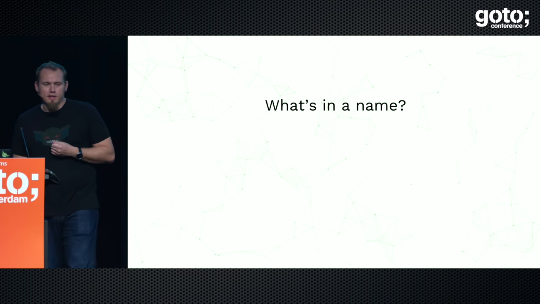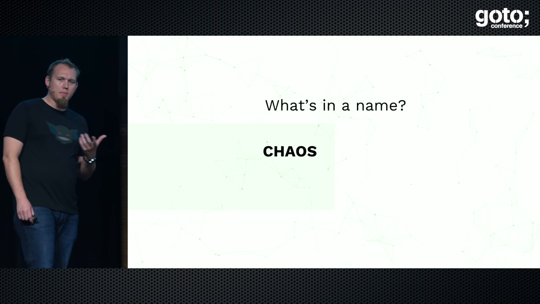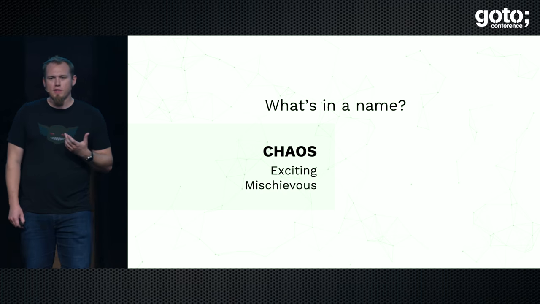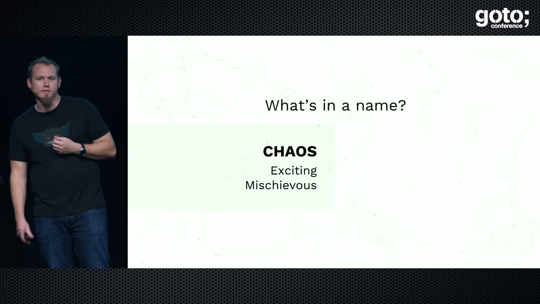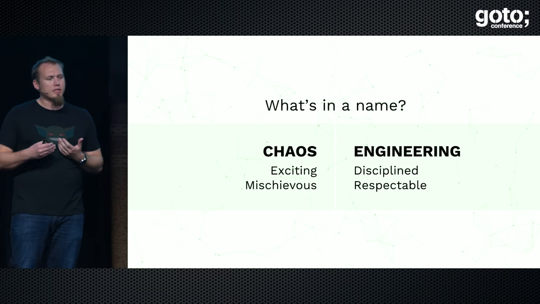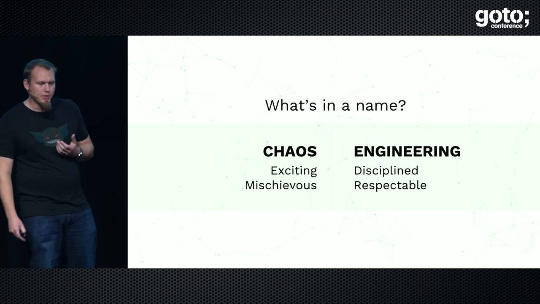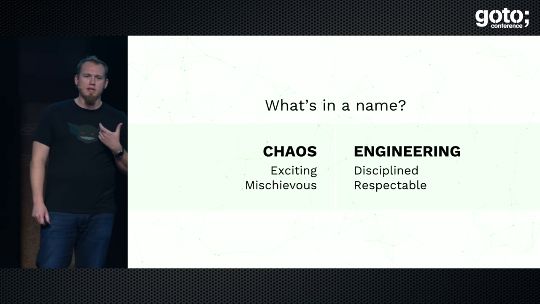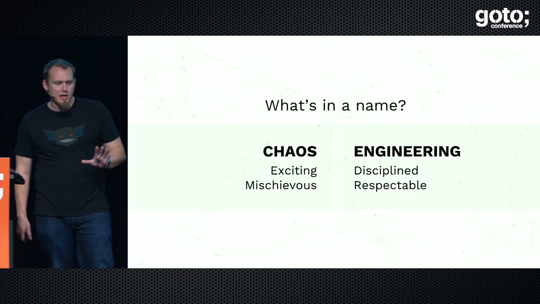It's funny to me the way in which the name chaos engineering has taken off. And I've thought a bit about why that is. The chaos name, this is where things are exciting. It's mischievous. This gives it that kind of fun, playful attitude. But the engineering side, we're still getting that disciplined, respectable approach of applying good engineering discipline to our systems. I actually think because of Chaos Monkey and because of the implied randomness that it brought, that this name is a bit of a misnomer.